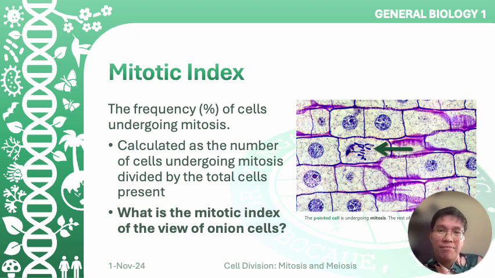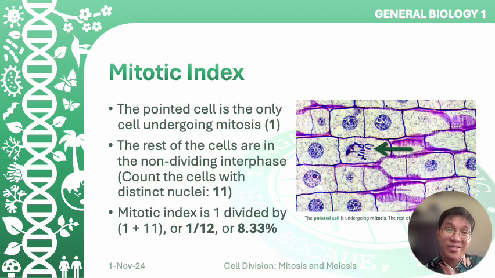Ayan. So, given this illustration or microphotograph on the right, what is the mitotic index of the view of onion cells here? So you can simply calculate by counting all the distinct nuclei or the distinct cells that are undergoing mitosis. So, of course, you have to count first ilan yung nag-undergo ng mitosis. So in this figure, you'll see that there's one, yung pointed one. Well, for the rest, they are 11. These are the cells that are undergoing interphase. So, how do you calculate it then? So, mitotic index is simply 1 divided by 11 o 12. It has to be 12. Total nga, kasama din yung nagmamitosis. Interphase plus mitosis. So, that's 1 over 12, which is actually 0.083 or 8.33%.